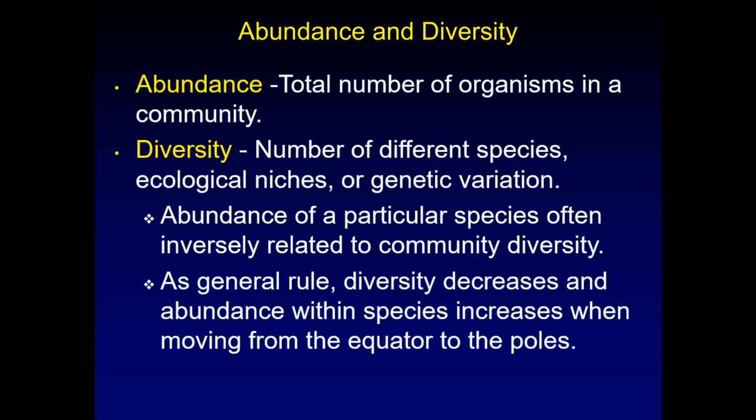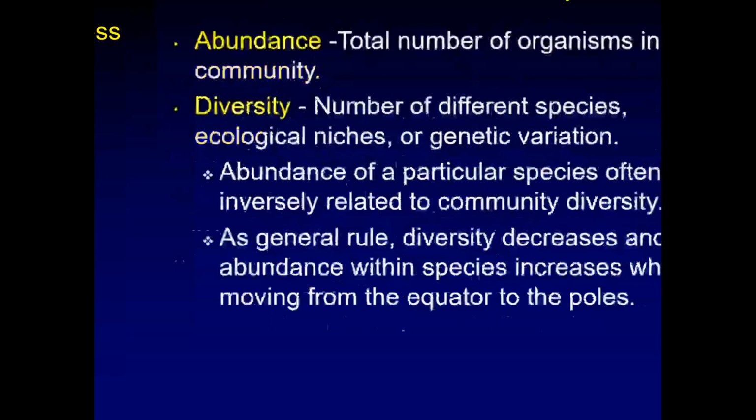As a general rule, diversity decreases and abundance within species increases when moving from the equator to the poles. So around the equator, you have a high amount of diversity. And then as you start to move away from there, you end up with less diversity, but with more of those particular species. So compare a tropical rainforest to a boreal forest.